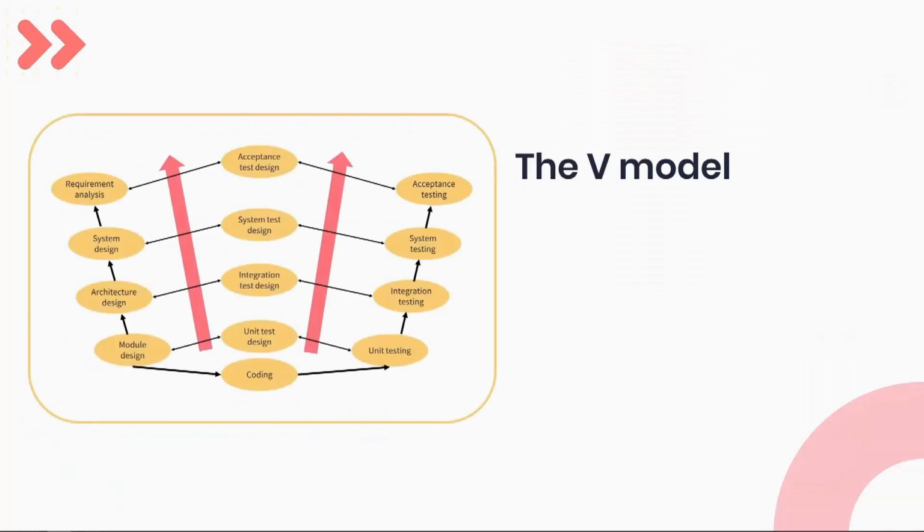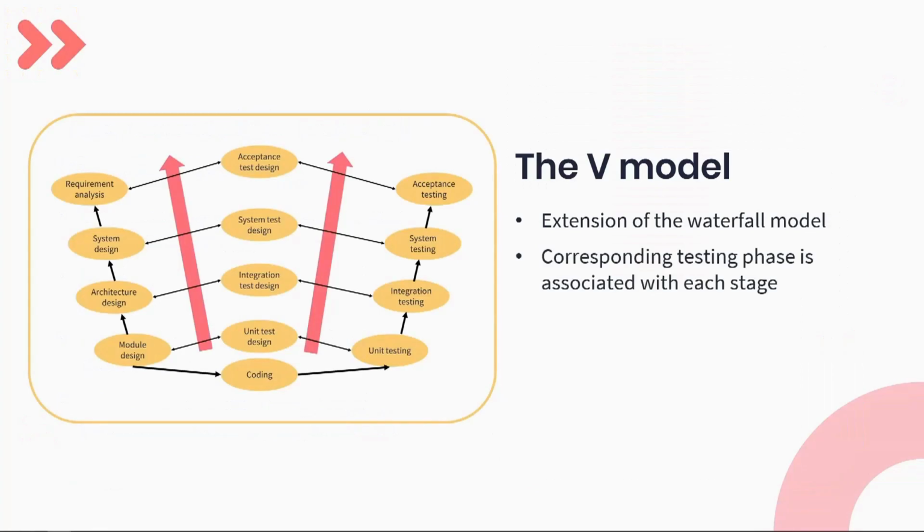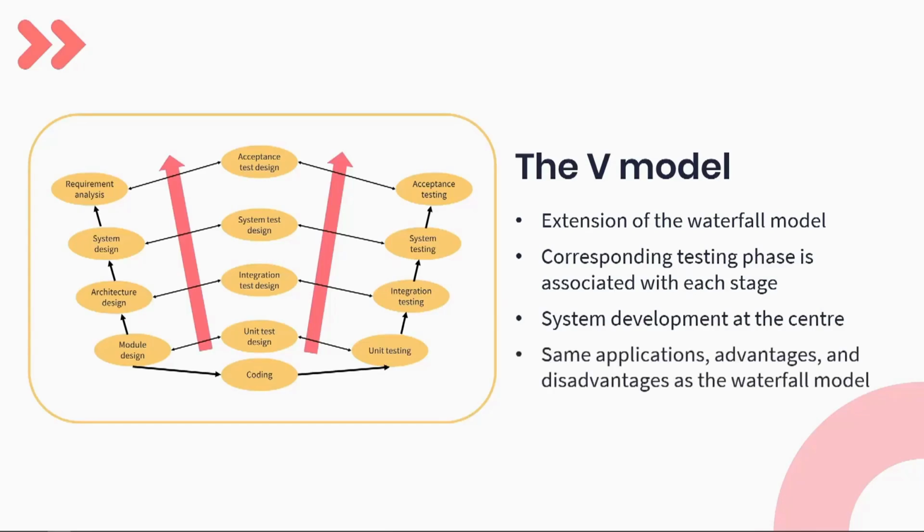The V model is an extension of the waterfall model. It is also known as the verification and validation model. Each of the steps in the V model is based on the premise that a corresponding testing phase is associated with each of the stages in the software development lifecycle. This diagram shows how the V model works. The model has the actual system development at the center, and each of the stages corresponds to one of the later stages after writing the code. The V model has the same applications, advantages, and disadvantages as the waterfall model.